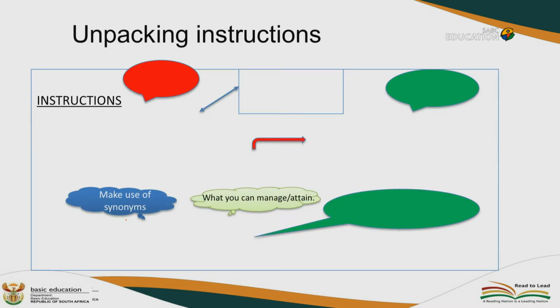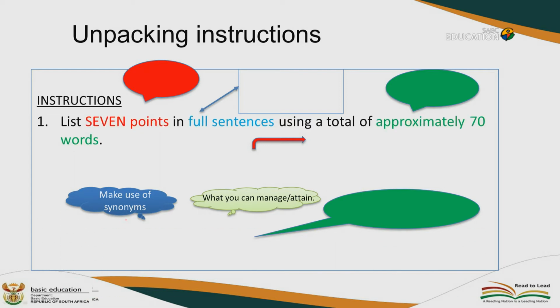Unpacking the instructions one by one. List 7 points in full sentences using a total of approximately 70 words. I should have explained this first. When you list, learners, let me take you back to when you want to go shopping. You write the items that you need to go and buy.